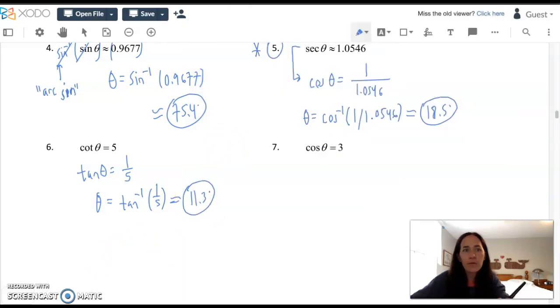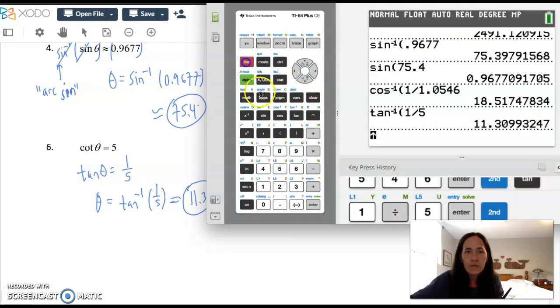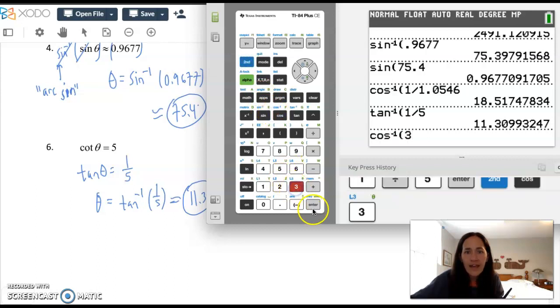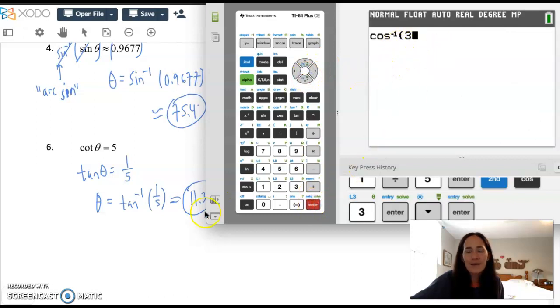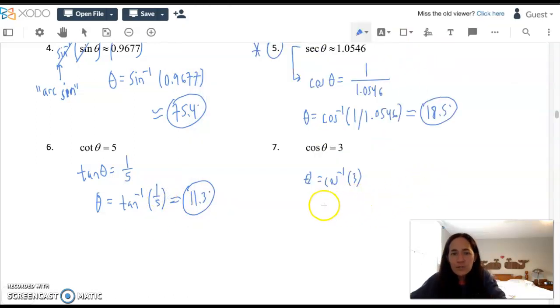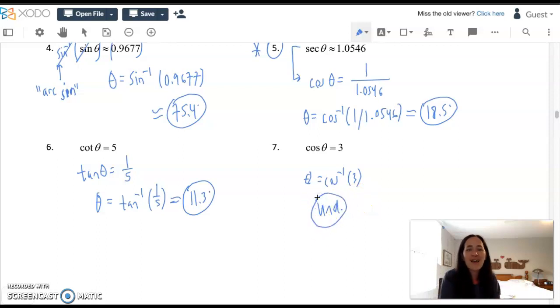Okay, last one. When I try the inverse cosine, the arc cosine of 3, let's see what the calculator gives me. So I go inverse, second, and cosine of 3. And I'm afraid I did something wrong because it says domain error. Go to is sometimes what I hit. It brings me back to this. This is undefined. We'll talk much more later about how the cosine could never be 3 because the highest it could ever be is 1. So sometimes you get an error.